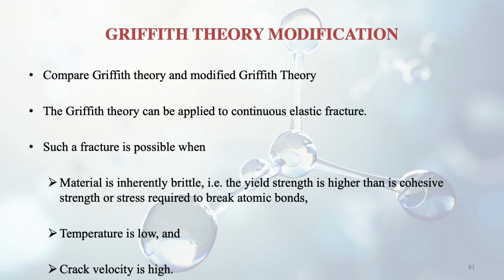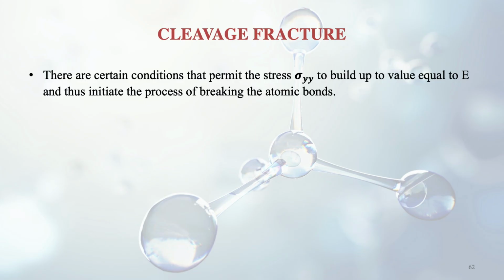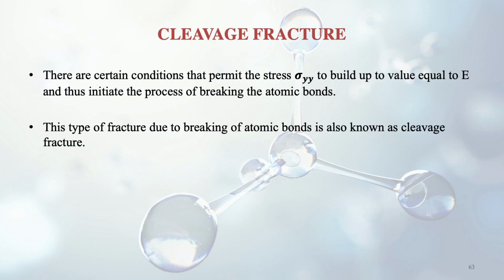Now we discuss the cleavage fracture. There are certain conditions that permit the stress, that is sigma yy, to build up to a value equal to E, E meaning the Young's modulus, and thus initiate the process of breaking the atomic bonds. This type of fracture due to the breaking of the atomic bonds is also known as the cleavage fracture. Whenever sigma y tries to equal E, this type of atomic bond breaking takes place, and we term it cleavage fracture.